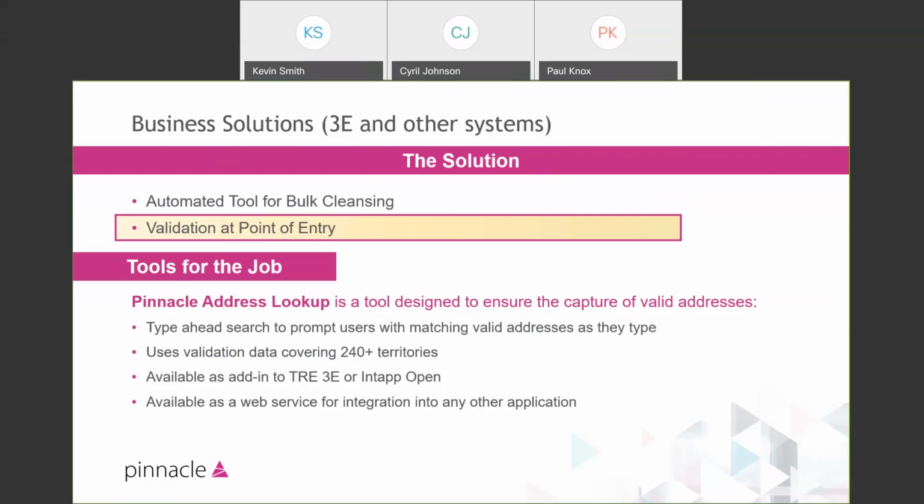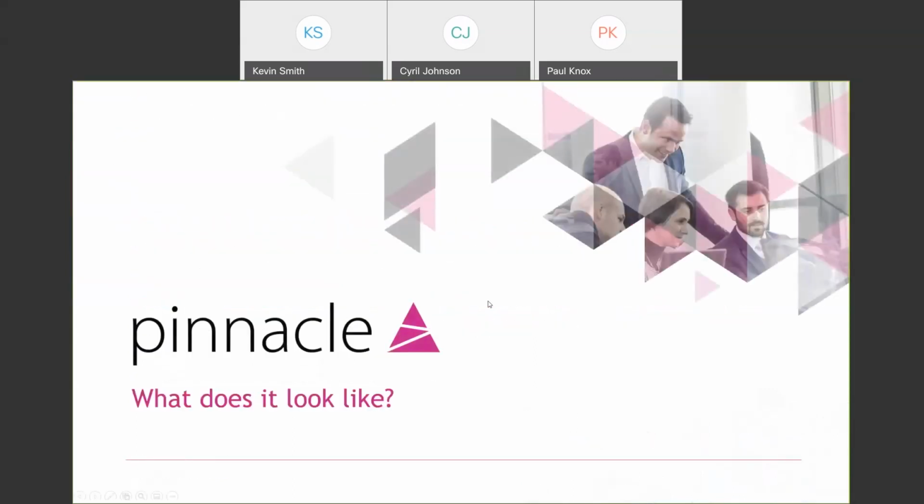We expose this functionality through two standard plugins, one to 3E, the other inside Intapp Open. But we use an extensible architecture, so we provide our address lookup as a service, and that architecture means that we have the potential to use it in a number of different ways, and I'll highlight those in a later slide once we've had a look at the demo, which is, I think, what I'm moving on to next. What's it look like?